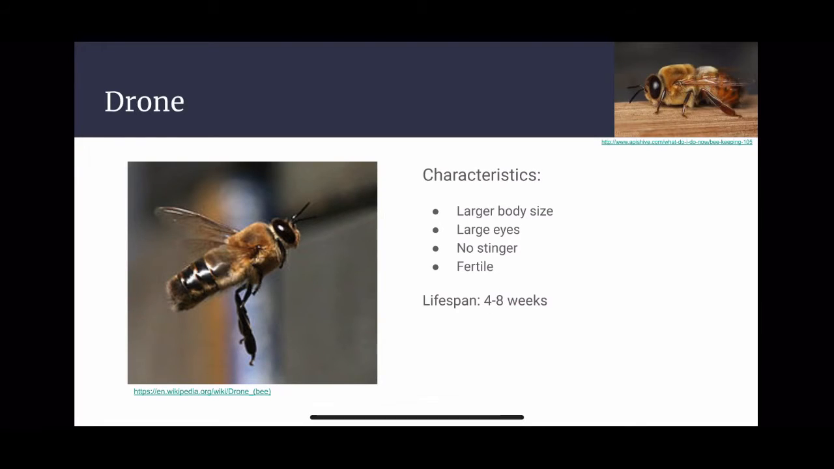So next we'll be talking about drones. Drones have a large body size compared to worker bees. They have large eyes compared to both worker and queen bees because they need to be able to see other queens to mate. Drones have no stinger and they are fertile. The lifespan of drones is 4 to 8 weeks, and they cannot live through the winter because if they're still alive by then, that means that they haven't mated and they'll get kicked out of the hive.